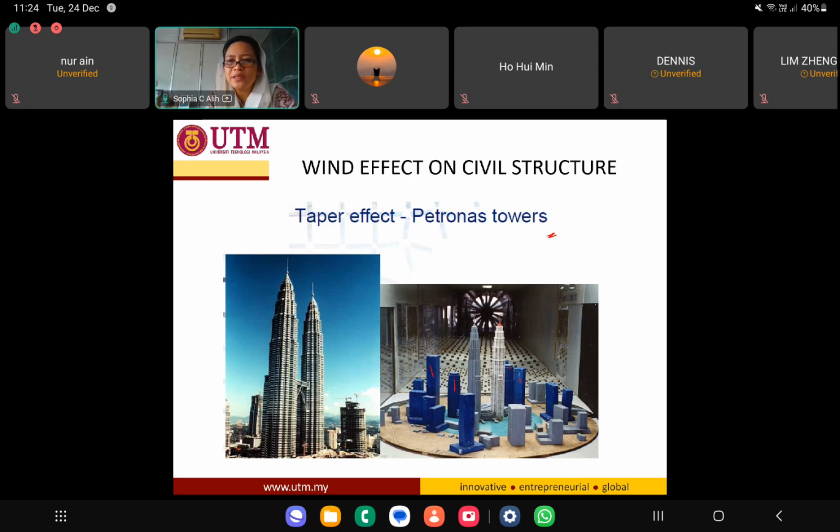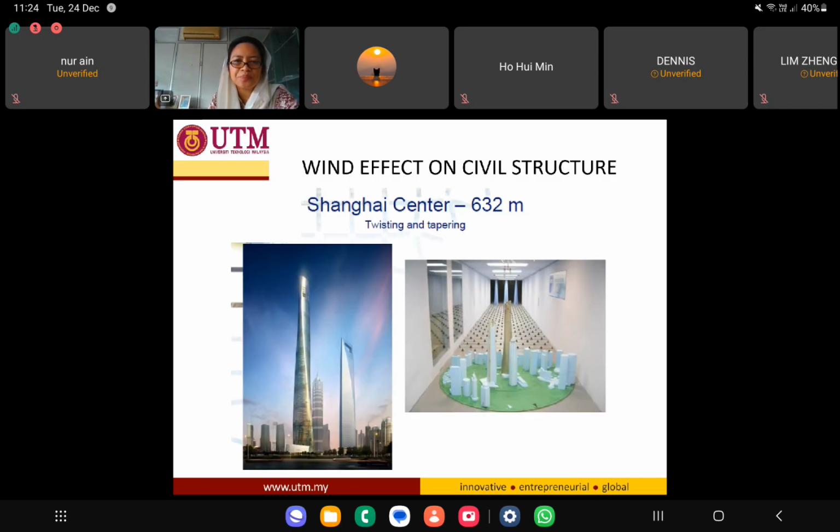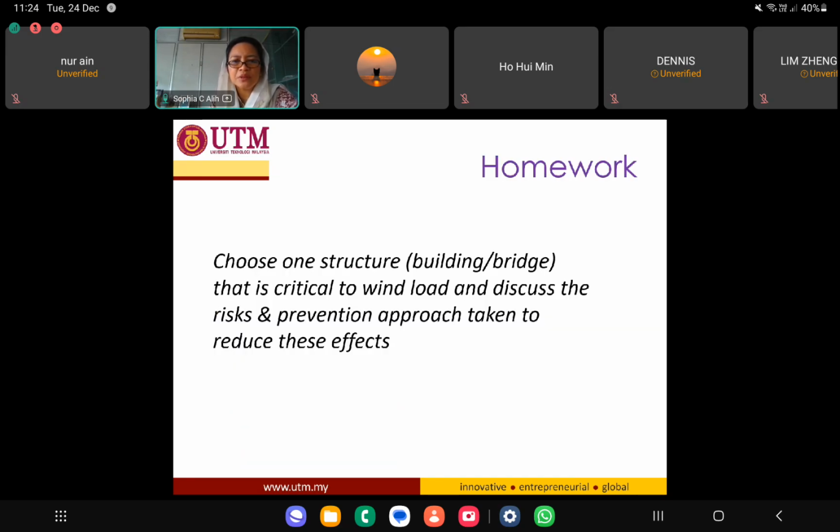So when you go for your Eurocode, you will see that in Eurocode they have given you some parameters in order to include the effect of these buildings around your structure into your calculations. So later we will see about that, okay? The effect of the neighboring structure itself. Shanghai also, it has twisting and tapering.